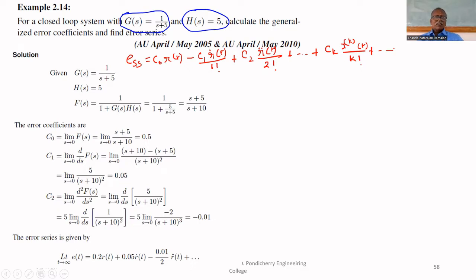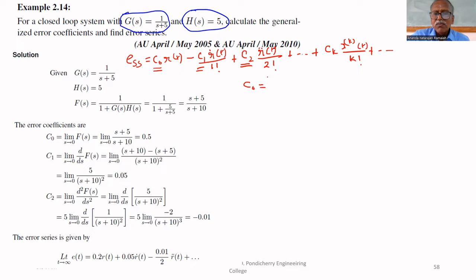What is the question? Calculate the generalized error coefficients. What are the generalized error coefficients? C0, C1, C2, etc. So what is C0?